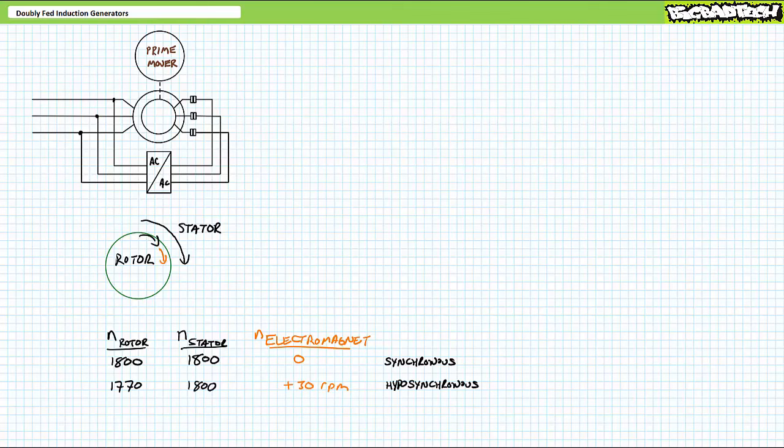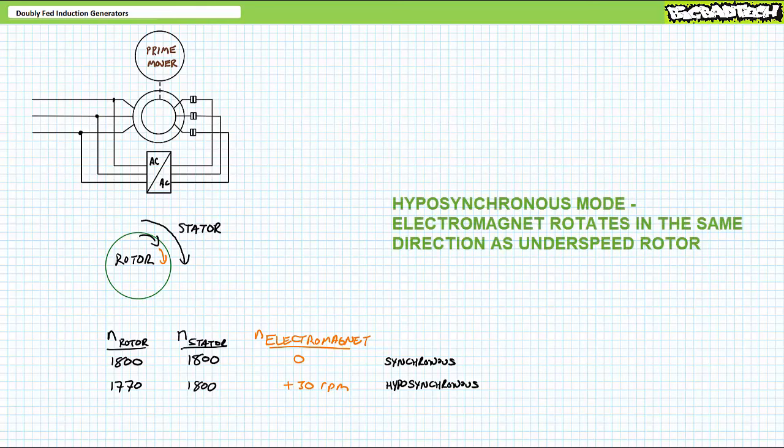Let's say the variable speed prime mover hits a lull and slows down to 1770 RPM clockwise. To keep excitation frequency at the desired 60 Hz, the electromagnet starts running laps on the rotor at 30 RPM clockwise. The result is an electromagnet that turns at 1770 plus 30, or the desired 1800 RPM. This is hyposynchronous or subsynchronous operation, a generation below ordinarily synchronous speed, something a traditional synchronous generator is incapable of doing. In hyposynchronous mode, to keep the speed of the electromagnet constant, the electromagnet needs to revolve on the rotor in the same direction as the underspeed rotor.